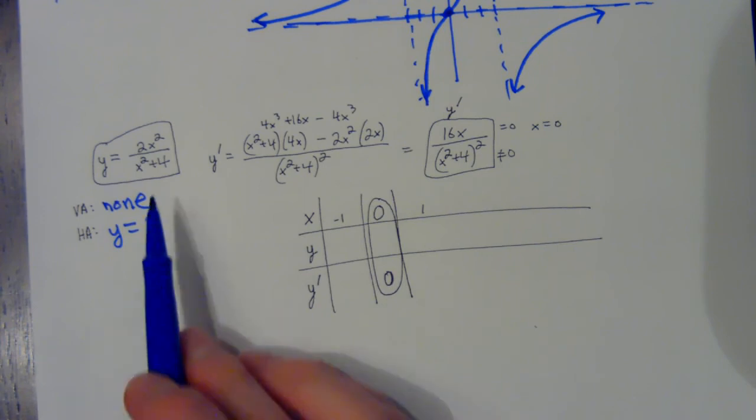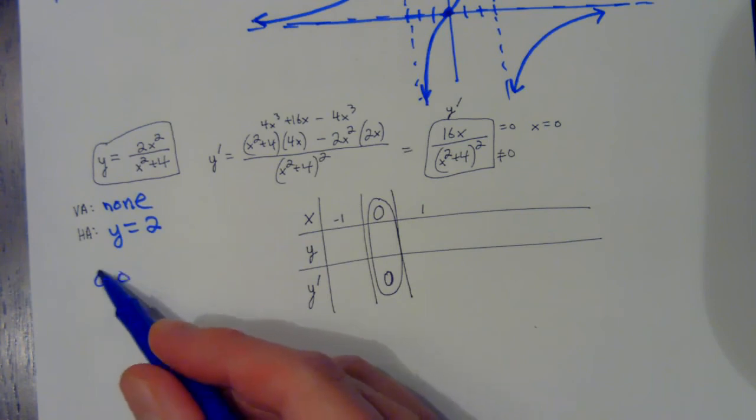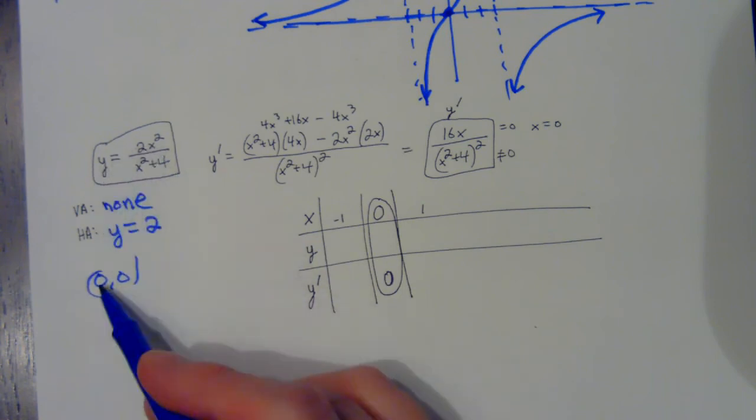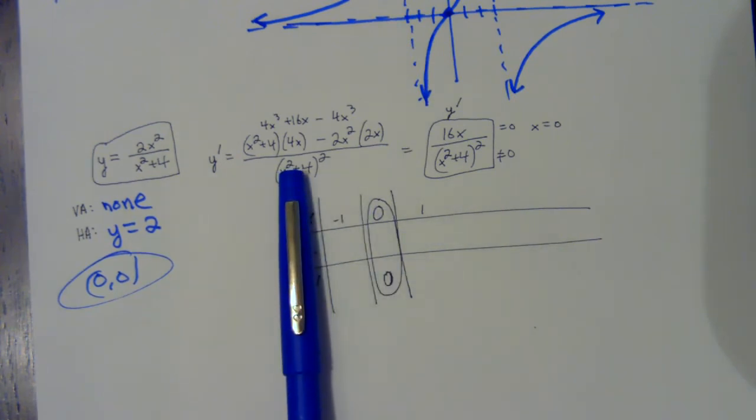If I do a real quick intercept, if I plug in 0 for the x, I get 0 divided by a number, which is 0. And if I plug in 0 for the y, I get x is equal to 0. So (0, 0) again is both my x and the y intercept. I already did the first derivative for you. You got to do that on your own.